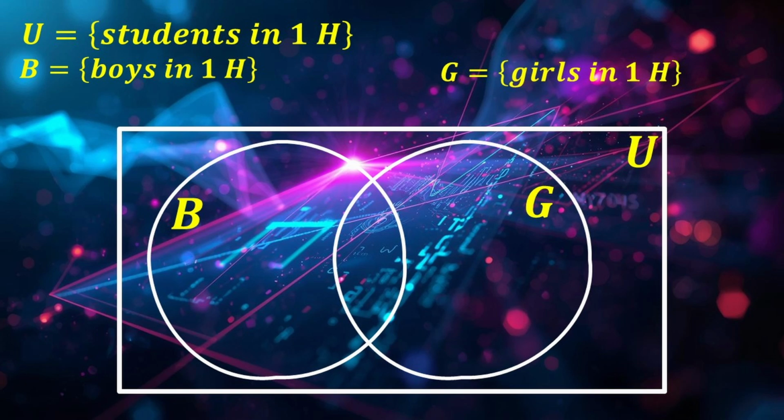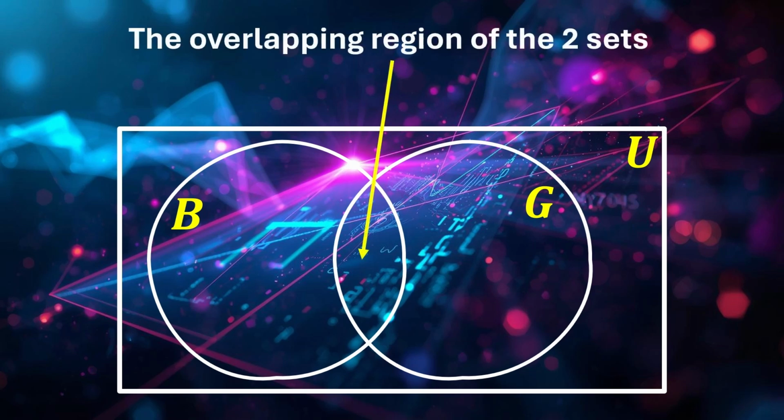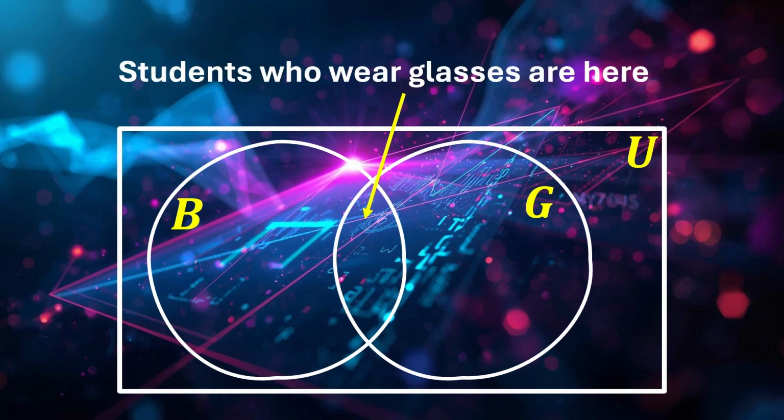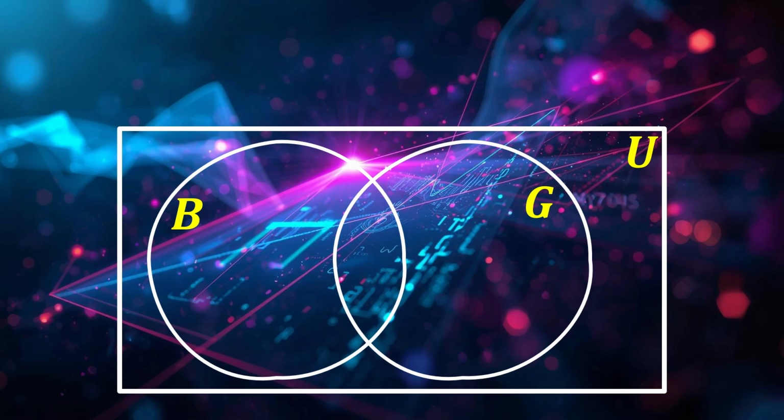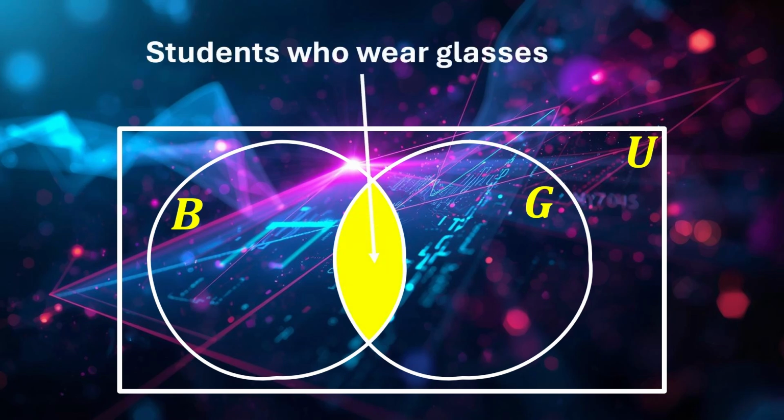Now, what if we were considering those students in the class who wear glasses? We are looking at the intersection of the two sets on the Venn diagram as the overlapping region between them. If we needed to list all the students who wear glasses, we will write out the list of names appearing in the overlapping region. What if we needed to list out all the elements of the union of these sets?